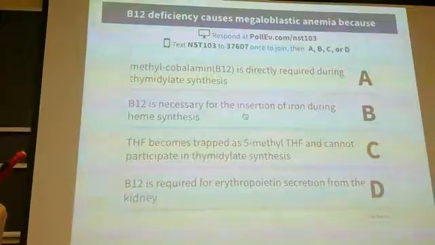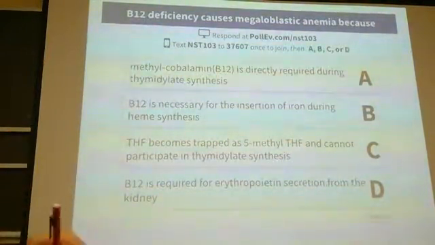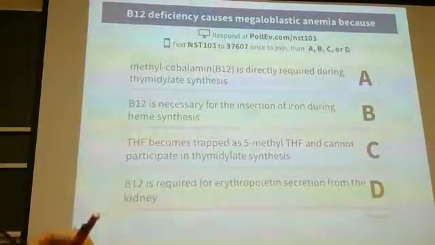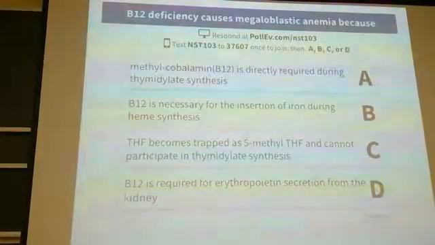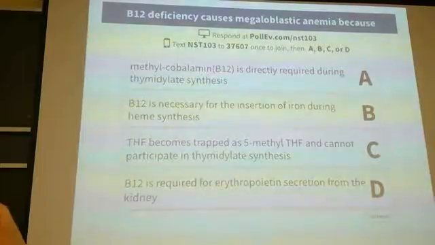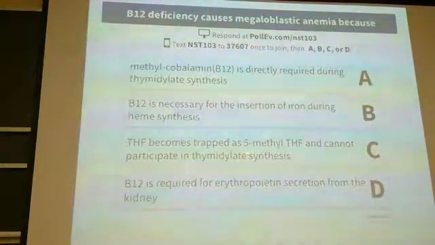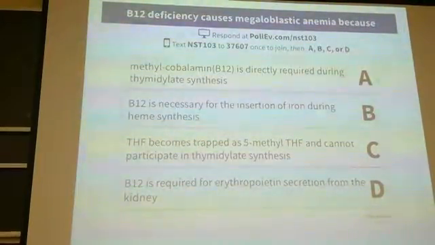So one more. B12 deficiency causes megaloblastic anemia because B12 is directly required during thymidylate synthesis, so during DNA synthesis; because B12 is necessary for the insertion of iron during heme synthesis; because tetrahydrofolate becomes trapped as 5-methyl tetrahydrofolate and cannot participate in thymidylate synthesis; or because B12 is required for erythropoietin secretion from the kidney.